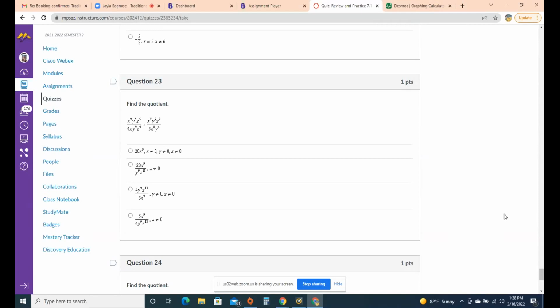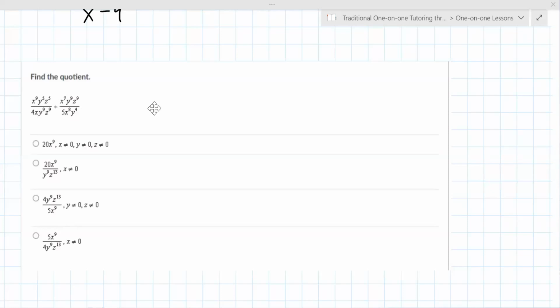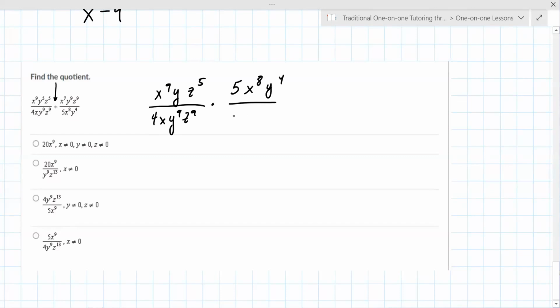Okay, so let's find the quotient. I will share my screen. Sharing screen. There it is. Similarly to the previous problems, because it's division, you have to change it to multiplication by the reciprocal, which means you only change the second one here. So what's on the bottom goes to the top. What's on the top goes to the bottom.